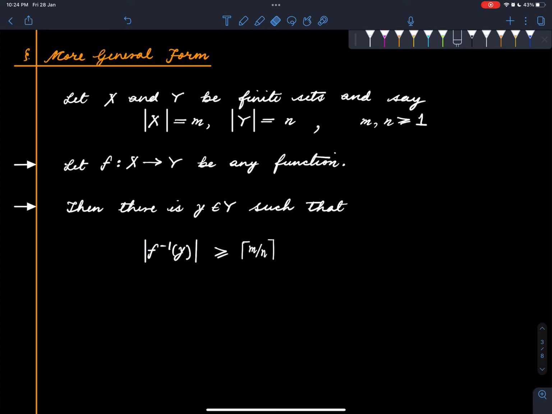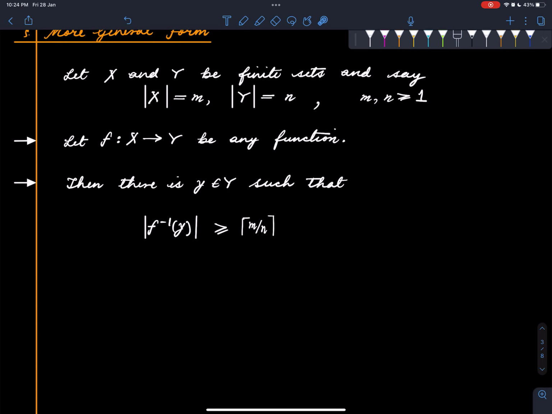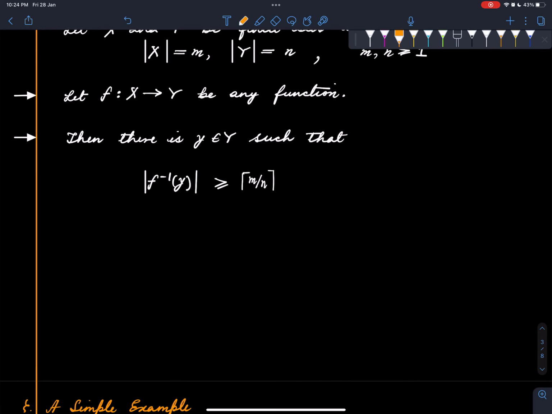Then there is some point little y in capital Y such that this is the case, and I have to explain these notations. So this thing is nothing but those points in X which map to y under f. This is not to suggest that f is invertible or any such thing. This is just a notation to take the pre-image of y under f. That's how we read it. All those points in the set X which map to y under f.